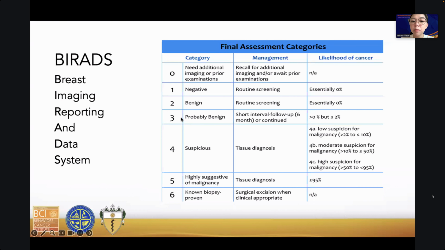So it doesn't mean that because it's BI-RADS 3, it's benign. It still might be something malignant. So it's very important to advise patients. And of course, any BI-RADS 4 and 5 would warrant a biopsy. BI-RADS 6 is when you already have biopsy-proven malignancy, but we may request an imaging to better plan our surgery.